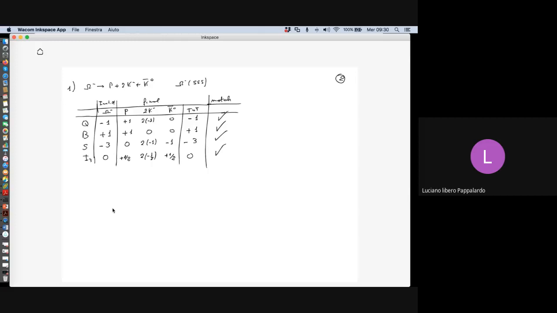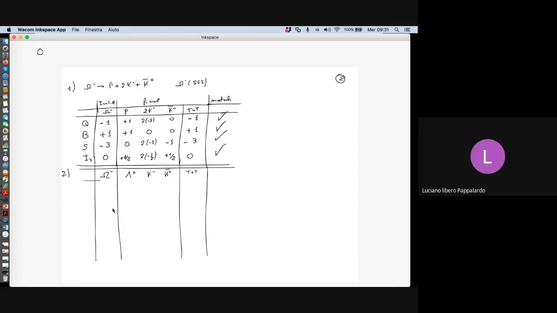Let's now do the same for the other. So we'll continue this table here. For the second decay, we have still the omega minus here, and then we have the lambda 0, the K minus, and the K0 bar. Then we have the total here. And still we have to check the same quantum numbers: the charge, baryonic number, strangeness, and I3.